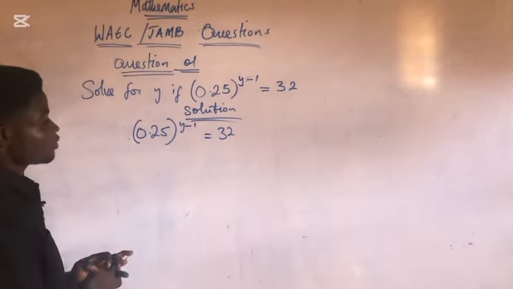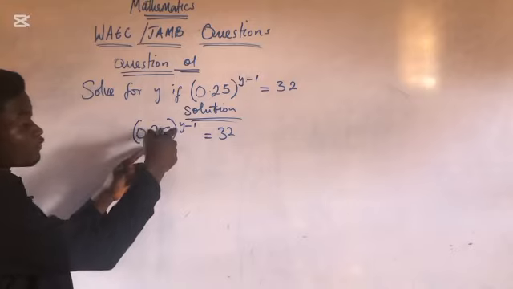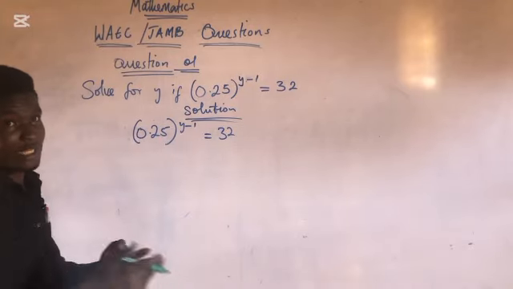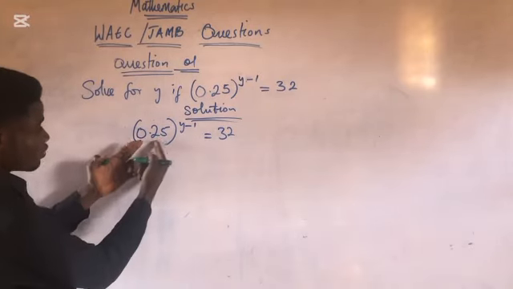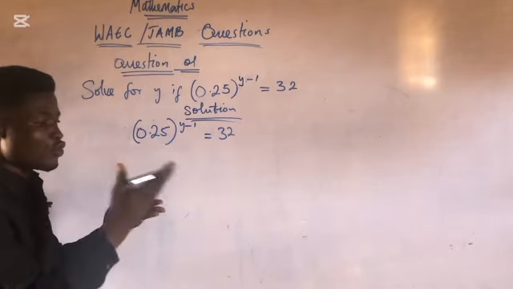So what next here now? Remember, we have to change this decimal. This 0.25 is a decimal number. I have to change it to fractions. Start from the one inside the bracket. You have to try to eliminate the bracket first before you do the next thing.